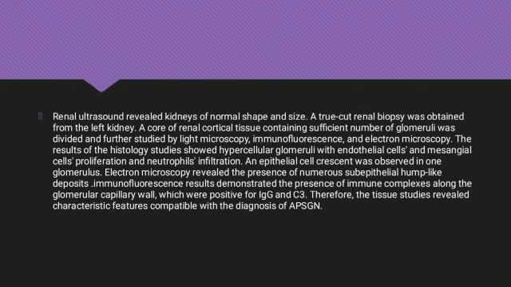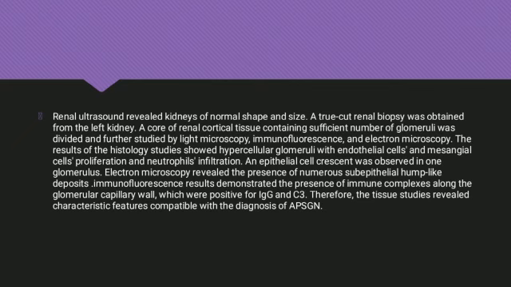Now, renal ultrasound revealed kidneys of normal shape and size, and a core of renal cortical tissue containing a sufficient number of glomeruli was divided and further studied by light microscopy. The results of the histology studies showed hypercellular glomeruli with endothelial cell and mesangial cell proliferation and neutrophil infiltration. An epithelial cell crescent was observed in one glomerulus.